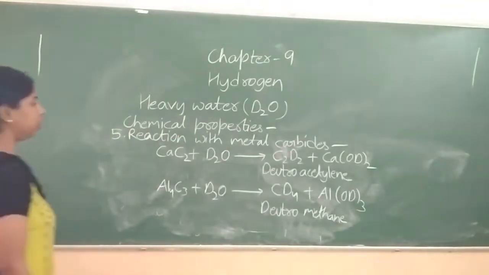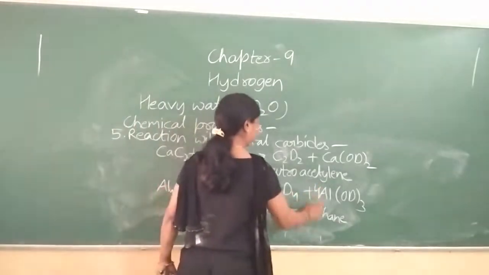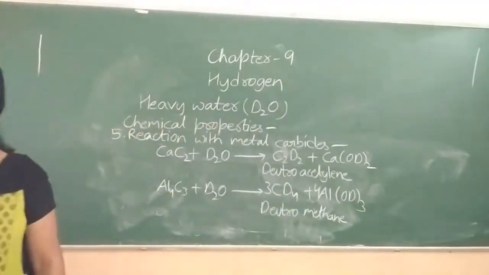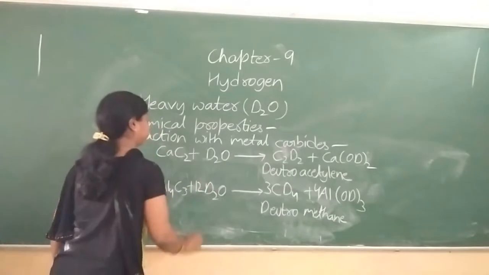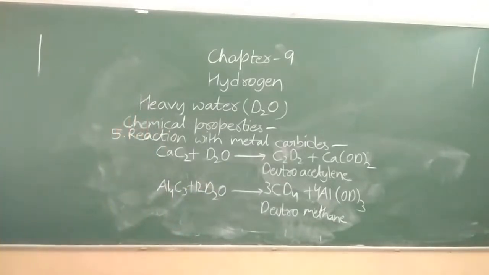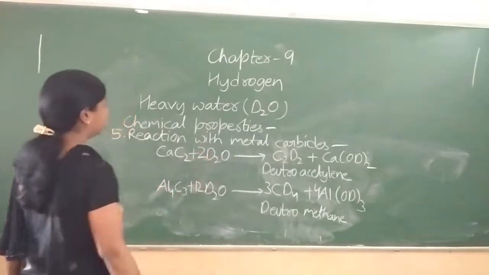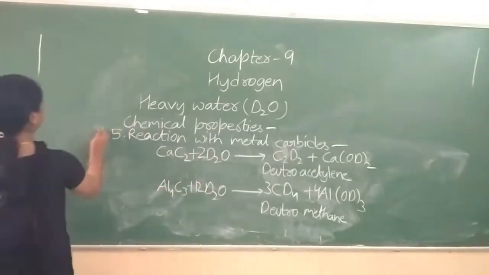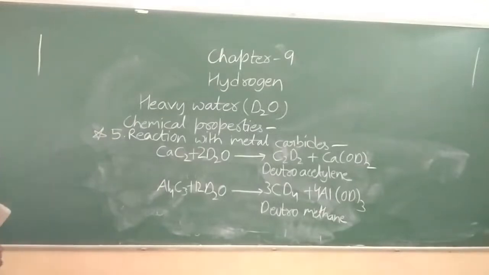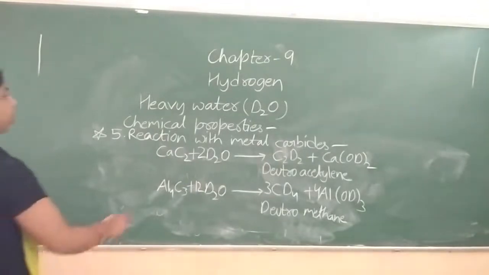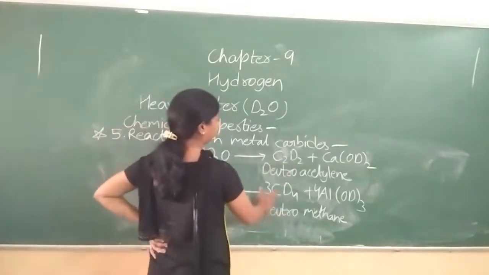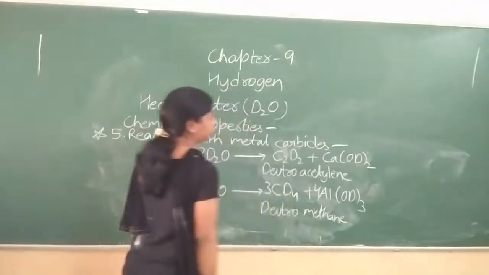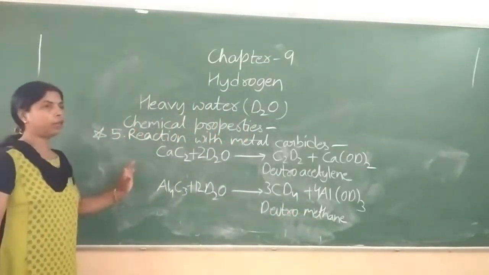You can balance the reaction. Here you can write down 3 and here you can write down 4 and 12 D2O. Very very important. It is always used in our exam. What is the reaction of metal carbide with heavy water? In the same way it reacts. If it were water, what would happen? It would give acetylene, and with aluminium carbide, methane. So therefore heavy water gives deuteroacetylene and deuteromethane.